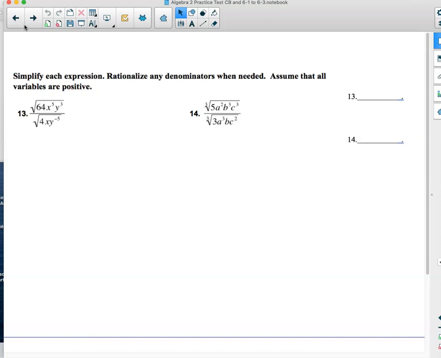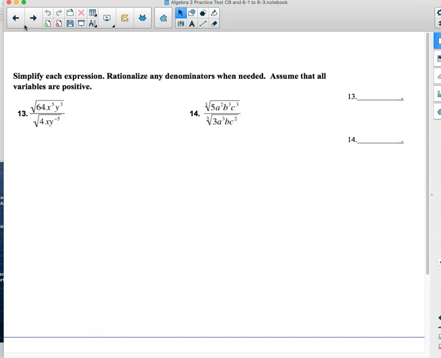And the directions, always a good thing to read, say simplify each expression, rationalize any denominators when needed, but this is kind of helpful. Assume that all variables are positive. So that means we don't have to do the absolute value thing. You know, that last step of absolute value, not a necessity for these problems.